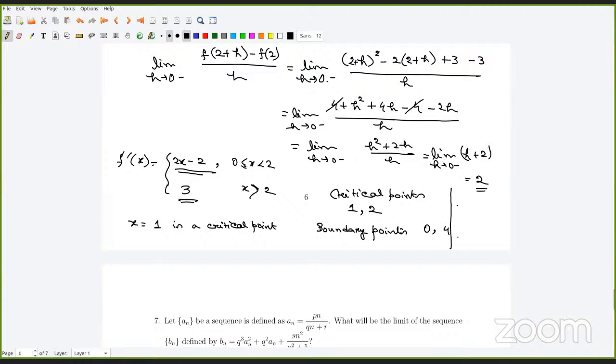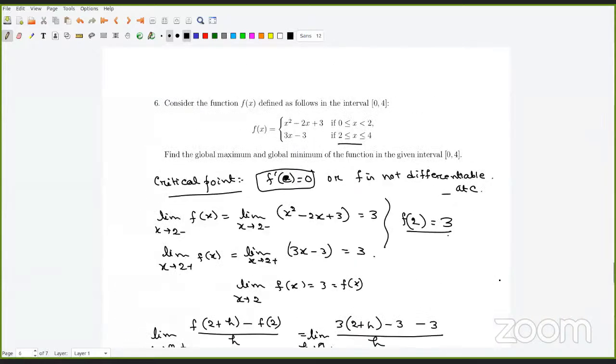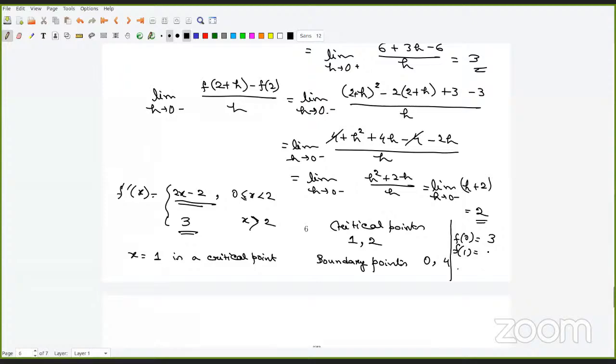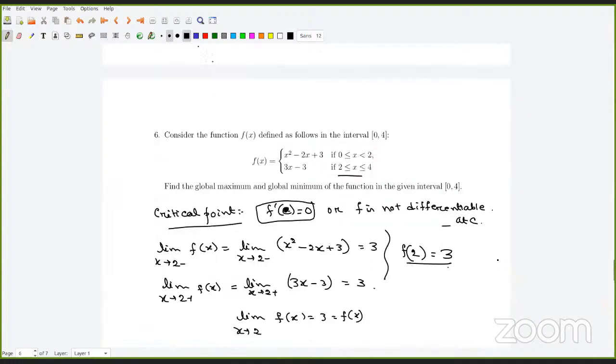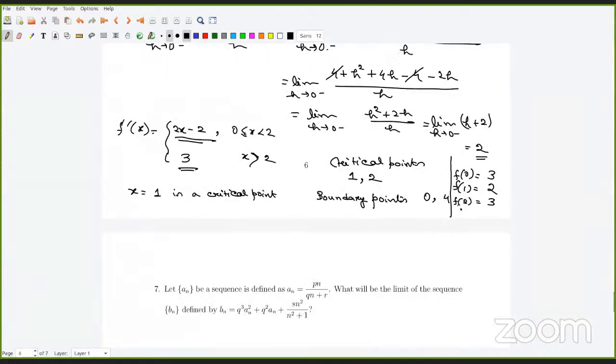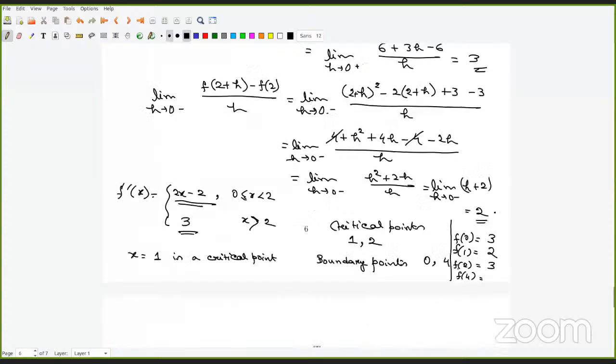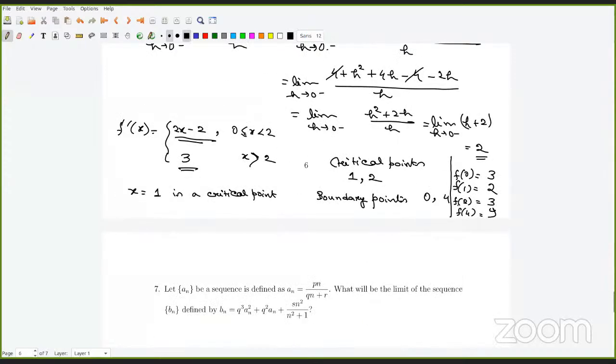Now, what is f of 0? Put the value, it is 3. f of 1 is 1 minus 2 plus 3, so it is 2, right? f of 2? 2 squared minus 4 plus 3 is 3. We have already calculated it earlier also. And what is f of 4? 4 threes are 12 minus 3, that is 9. Using 3x minus 3, we get 9 for the second function.